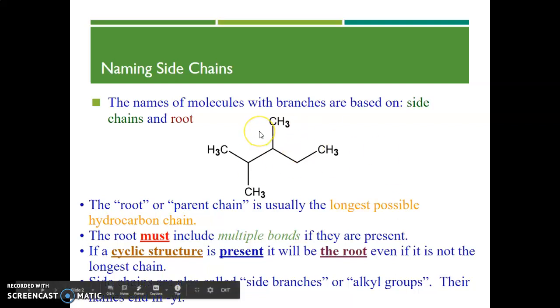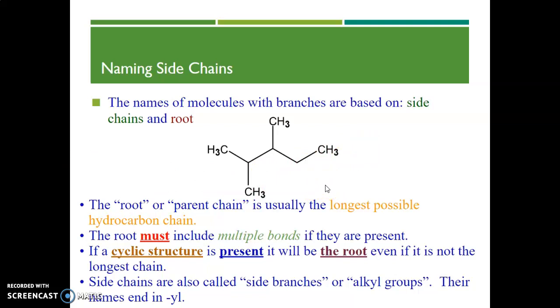So let's take a look at this example here, and we're going to use that concept. The first thing I have to figure out is what's my longest chain, my hydrocarbon. 1, 2, 3, 4. No, 1, 2, 3, 4, 5. That seems to be the longest. It can go forwards, backwards, it can curve, like I said, so it doesn't really matter which way I decided to go. I know the longest here would be 5.